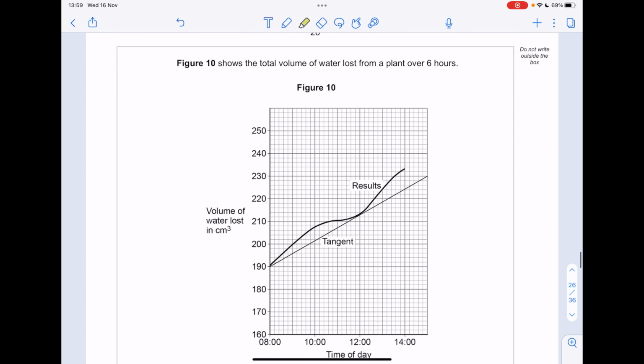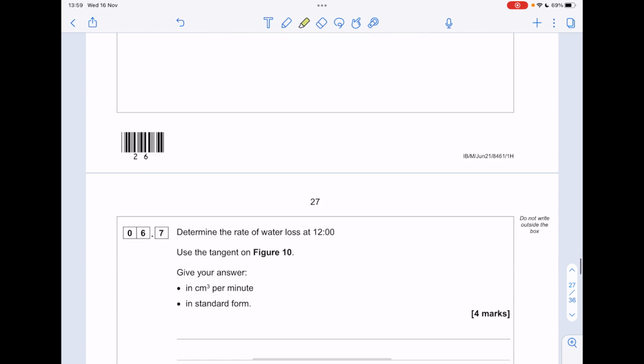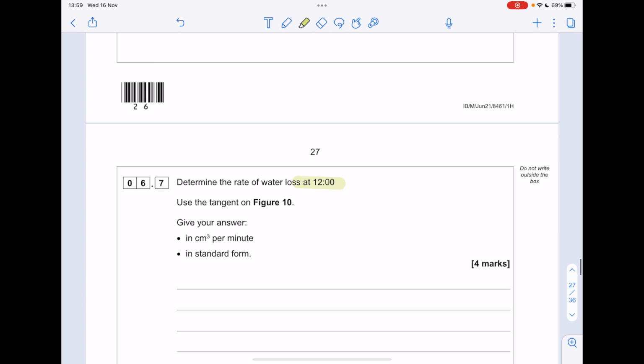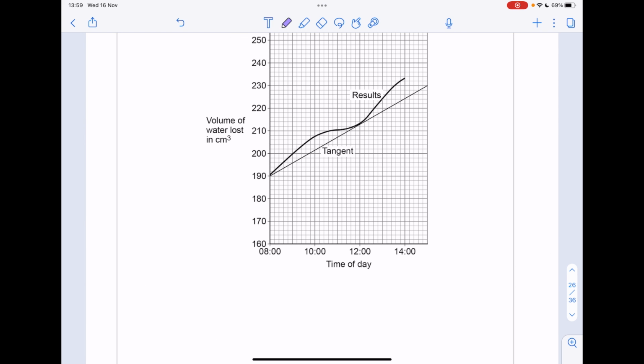Figure 10 shows the total volume of water lost from a plant over 6 hours. Determine the rate of loss of water at 12 o'clock. Use the tangent on figure 10. Give your answer in centimetres cubed per minute and in standard form. Okay, so here's our tangent. It's nice that they've drawn it for us.